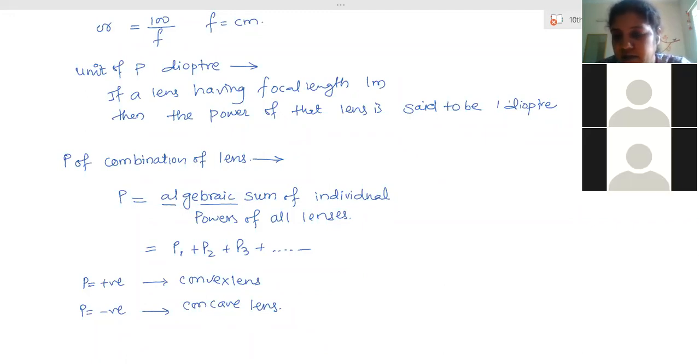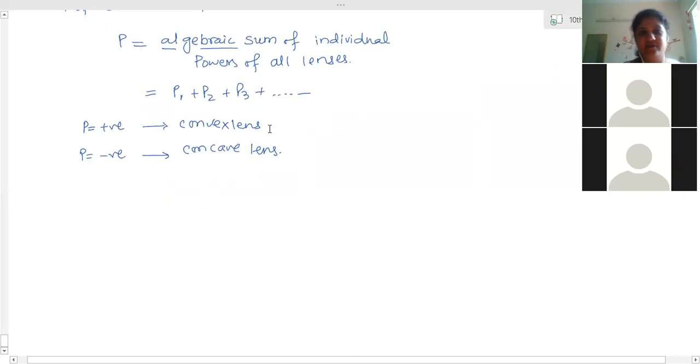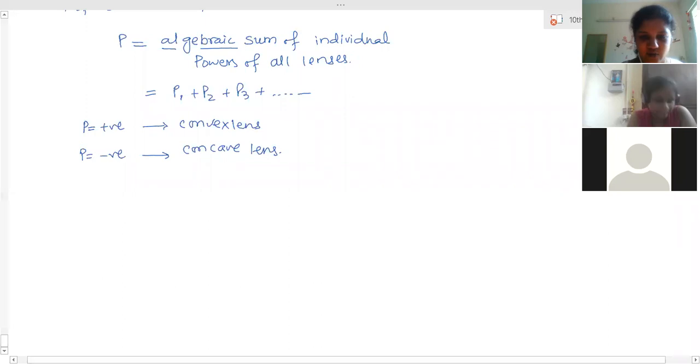Ma'am, can you explain yesterday in the test there was a question that there's a concave lens and a convex lens placed in the same axis. In the explanation diagram, I have shown that. Have you seen that? Yes, ma'am, but still I didn't understand. I have a doubt in that question as well. Okay. Fine. Let me open that question.